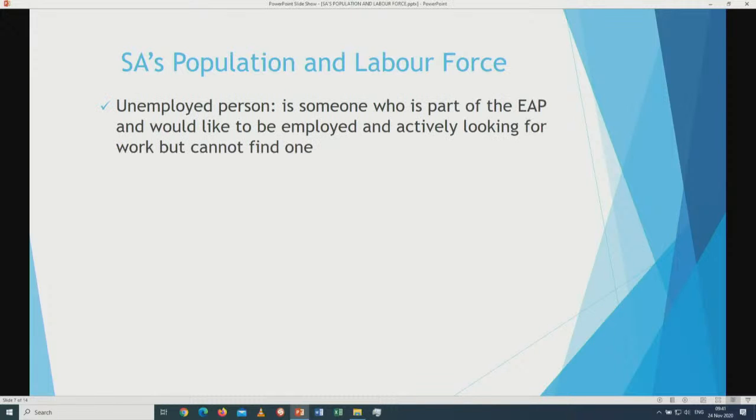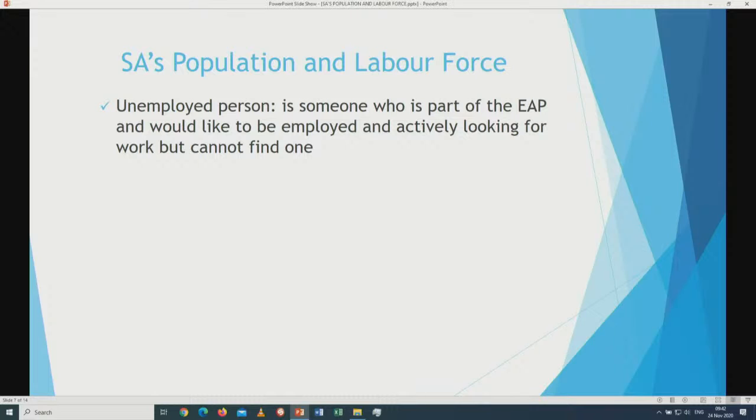Yes, there it is. And then we say the economically active population consists of people who can be employed. But you know that we have people who are still unemployed in the country. The number of people who are unemployed indicate to us the level of unemployment in the country.